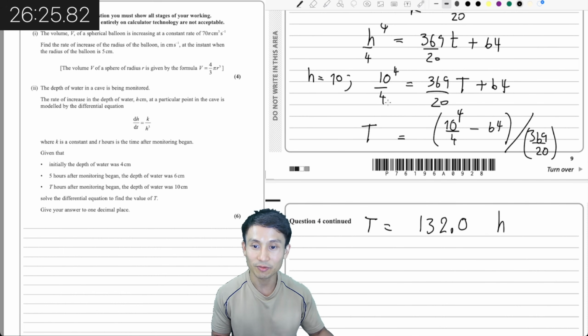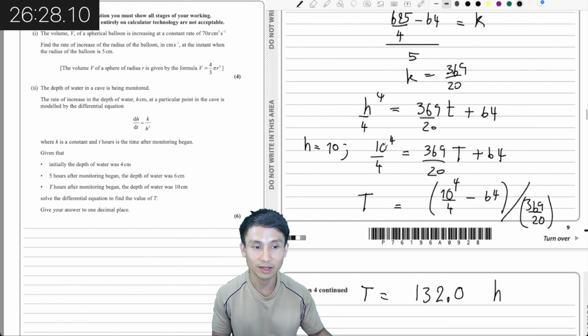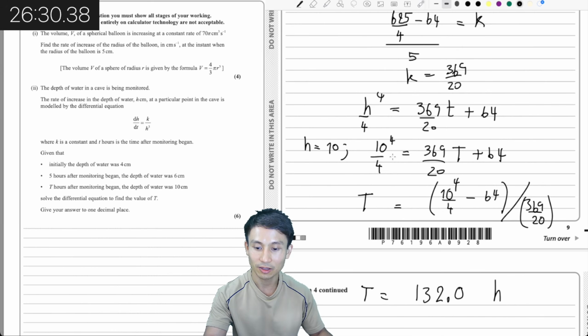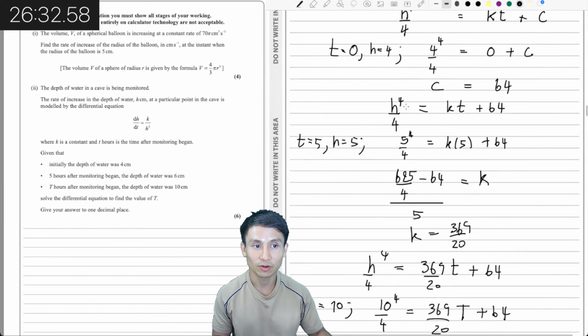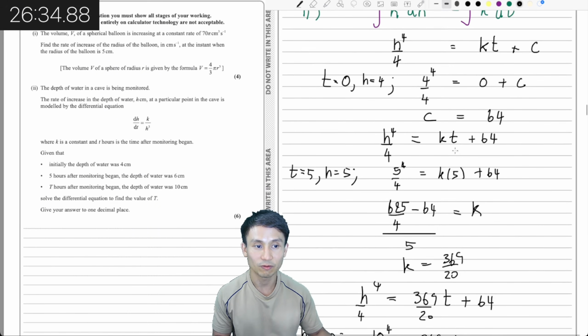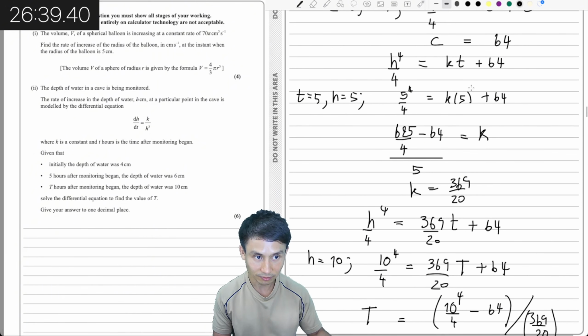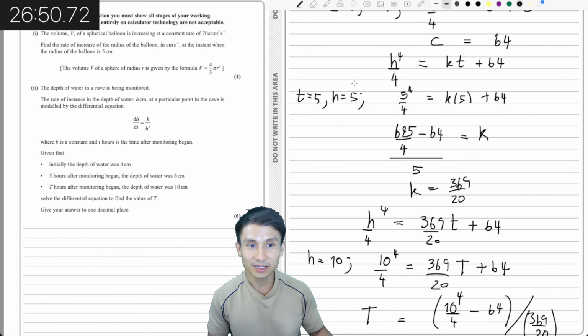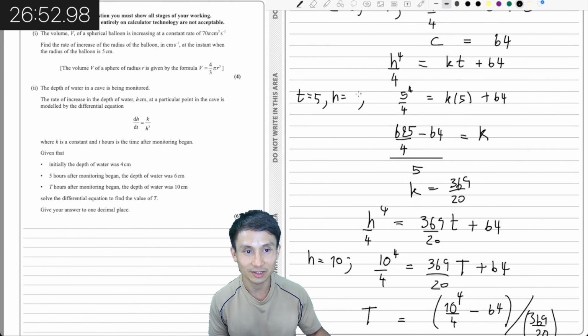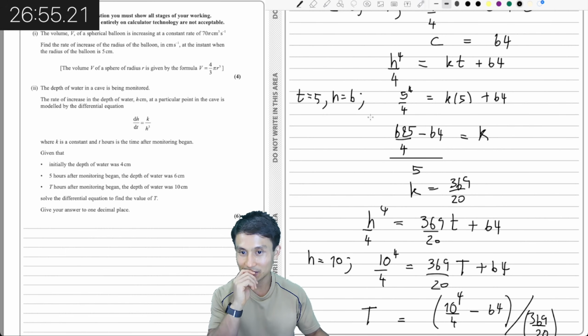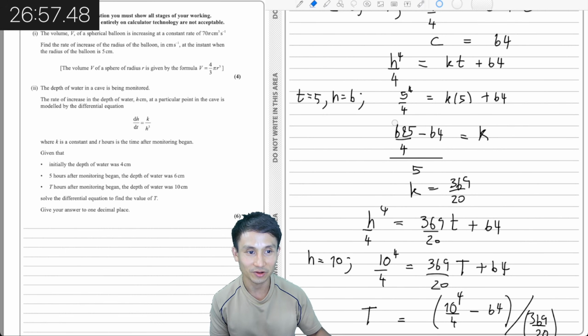So depth of 10 centimeters. Yeah, I put 10 to the 4 there, and then over 4. Just checking the result I got here. Oh no, that's a mistake. Yeah, this is 6. Okay. The depth of the, yeah, all right. Sorry, guys.